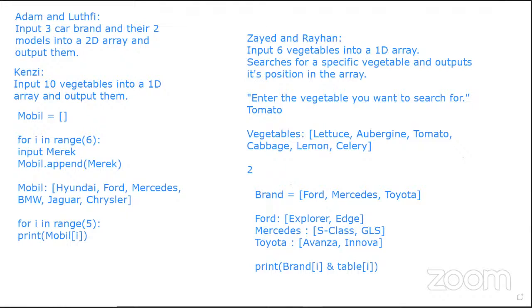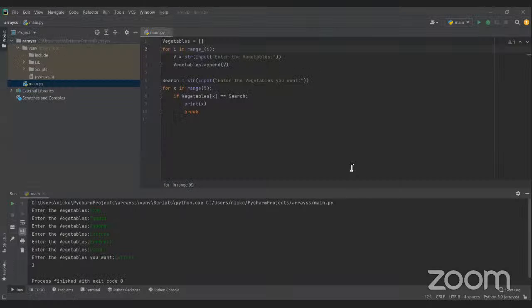Rafif, I think I did it. All right, just share your screen. Here it is. So you input stuff onto your array, and you said you want lettuce, and lettuce should be 0, 1, 2, and 3. Yeah. Yep, it's right.